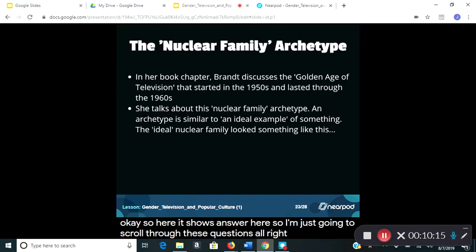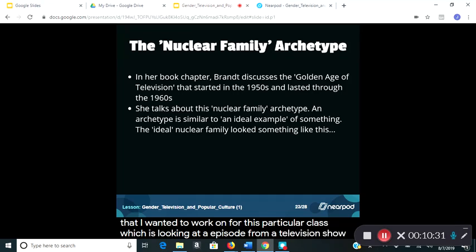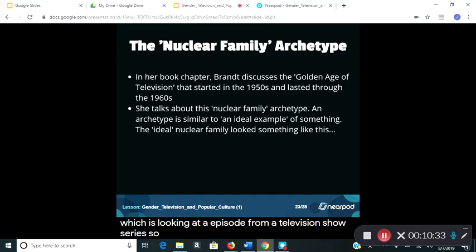All right, the nuclear family archetype. So now I'm giving some specific information that relates to one of the skills that I want them to work on for this particular class, which is looking at an episode from a television show series. And this information was in the book chapter about the nuclear family archetype.